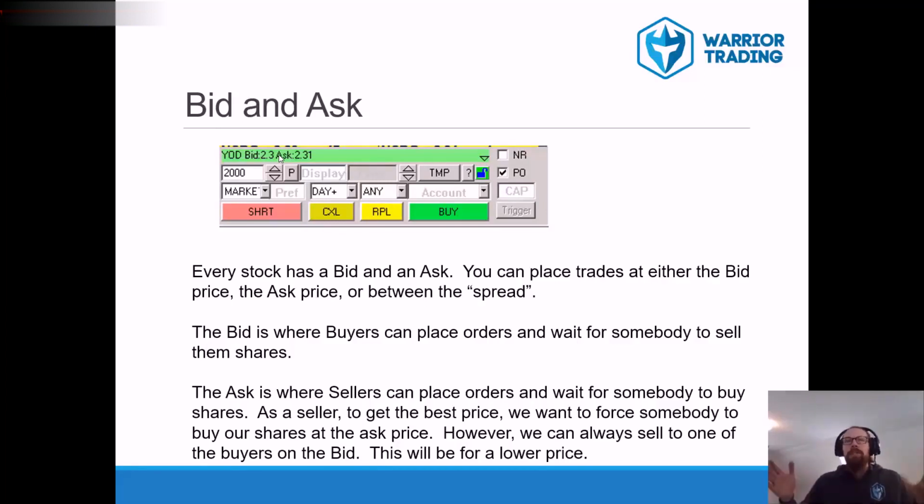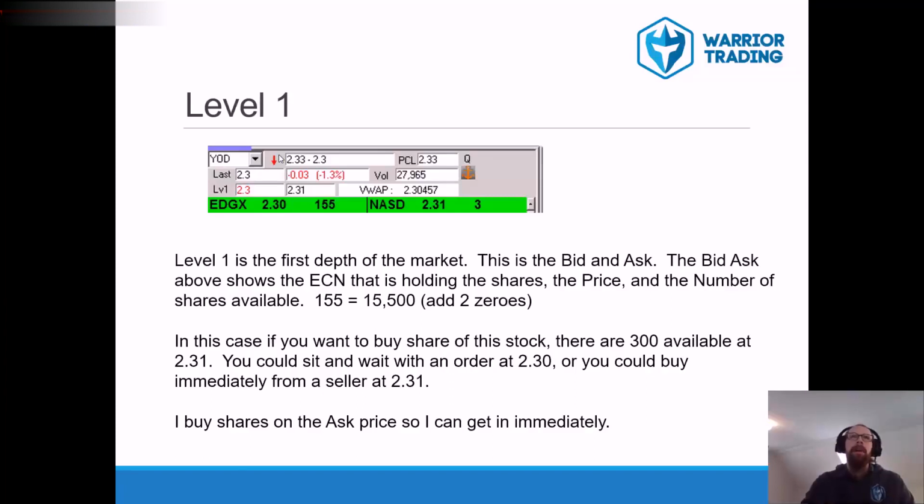All right? You can also place orders in between the spread. Sometimes they fill, sometimes they don't. It's kind of, you never know. All right? So level 1 is the first depth of the market. Level 1 shows you the current bid and the current ask. And usually you can see the number of shares sitting as a buyer or on the ask as a seller.